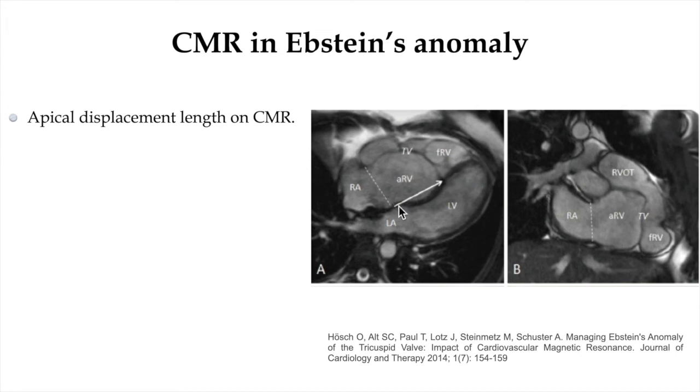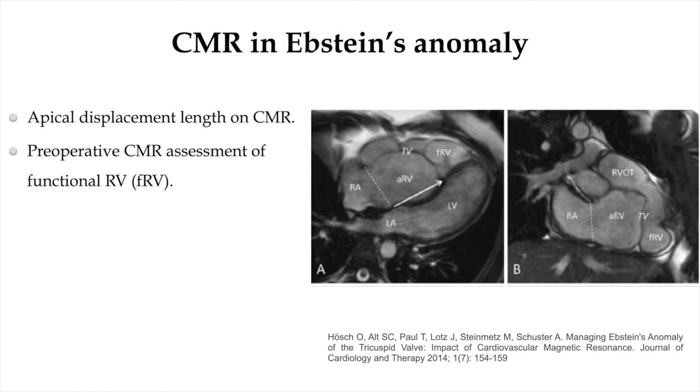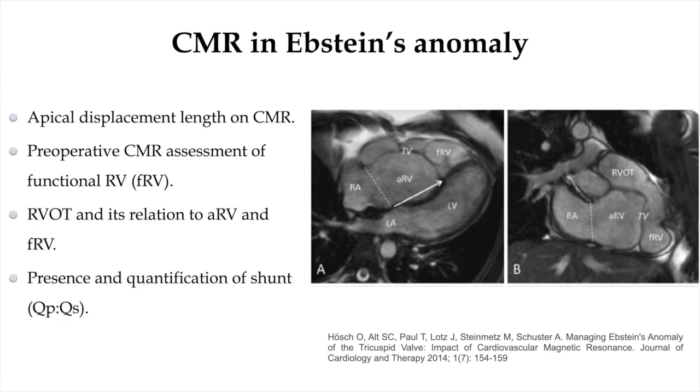So this is the mitral valve attachment to the septum. This entire thing is the anterior leaflet of the mitral valve. So this portion of the RV becomes the atrialized RV, and this portion of the RV becomes the functional RV. Functional assessment of the RV is very important in terms of the size of the functional RV and the atrialized RV, the relation of the RVOT to ARV and FRV, and the QP by QS ratio if there is any shunt.